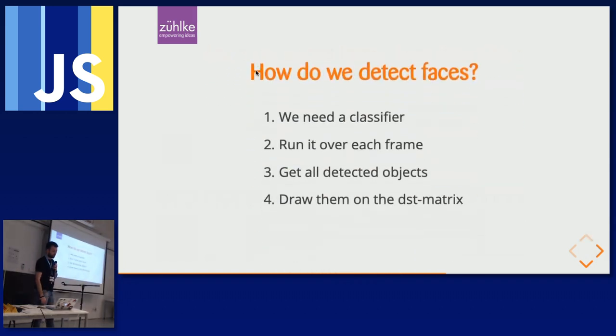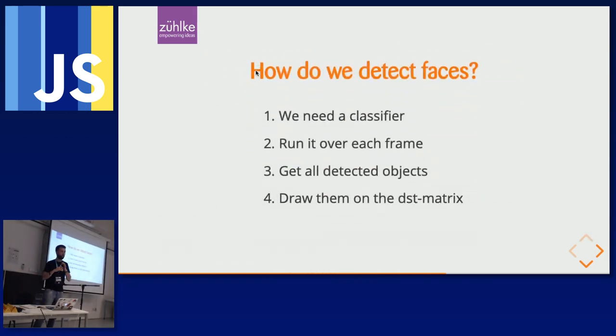It's not the best classifier, so you will be able to fool it somehow, but it is an okay classifier. So that's the first thing we need, a classifier. Then we need to run that classifier with each frame. We already have set up that loop now, right? And if it didn't work for you, check out the solution branch, then you have that loop set up. Then we get a vector, which is basically an array, right? So we can go through this vector with faces and draw these as rectangles on our video stream.